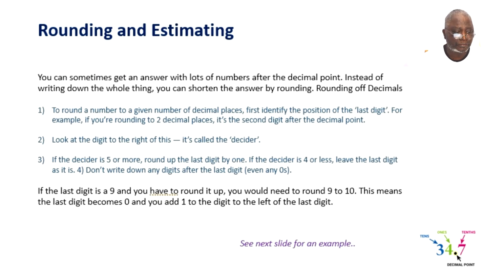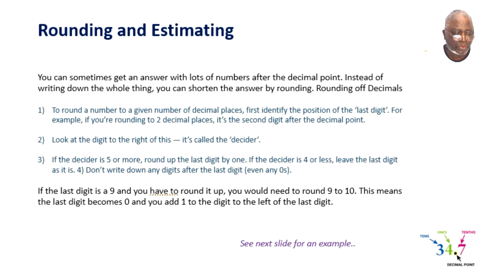Rounding and estimating. You can sometimes get an answer with lots of numbers after the decimal point. Instead of writing down the whole thing, you can shorten the answer by rounding. Rounding off decimals, in other words. How do you do it? To round a number to a given number of decimal places, first identify the position of the last digit. For example, if you're rounding to 2 decimal places, it's the second digit after the decimal point.